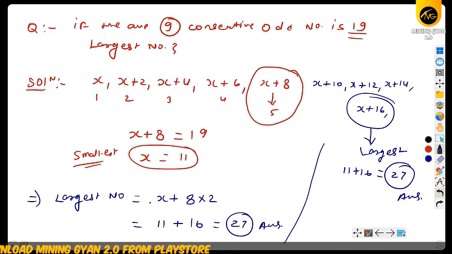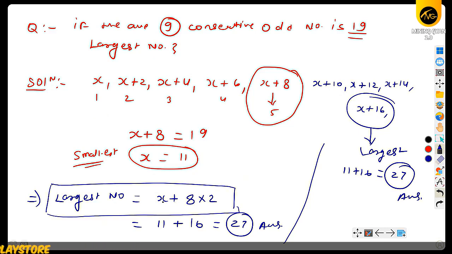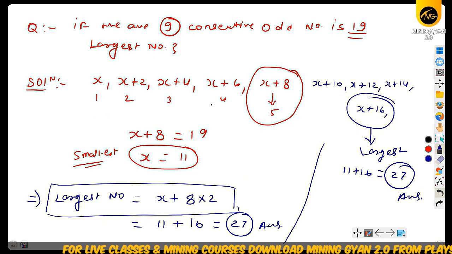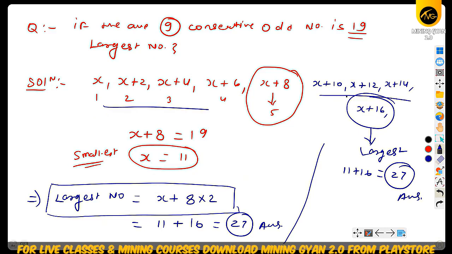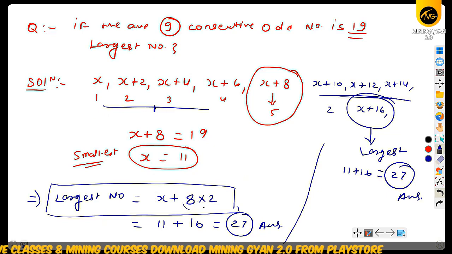So how to get this formula for the largest number? x is the smallest number plus. If you want the last number, you just count the total numbers, that will be 8. Clear? The average is 9, so it is the fourth number and this will be 4. That's why we can use the 8. Now just multiply by 2, because we have the 2 portions, first and second portion. So 8 into 2 will be 16.